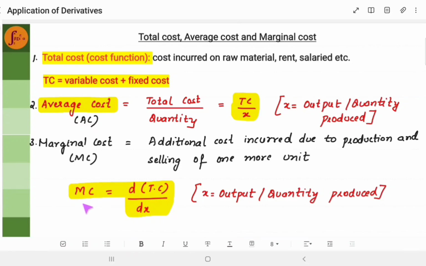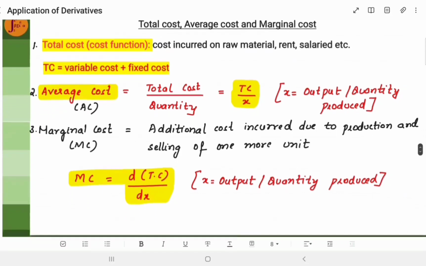We need to remember all this. Anything when it comes as marginal, we'll have to differentiate. Because what is differentiation? It is a small change. What is the impact of changing one variable with respect to another variable? So if I am manufacturing one unit extra, then what is the additional cost incurred in manufacturing and selling that unit? That small change is marginal cost.